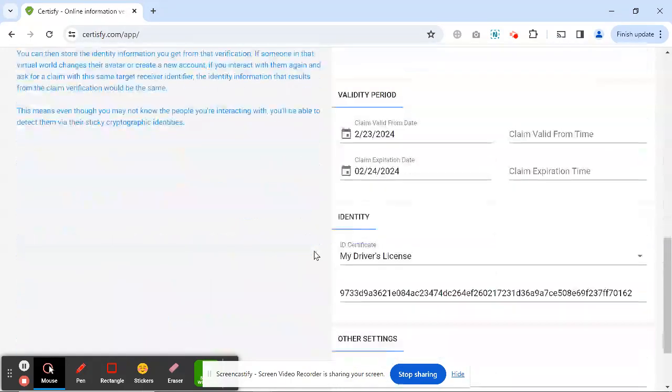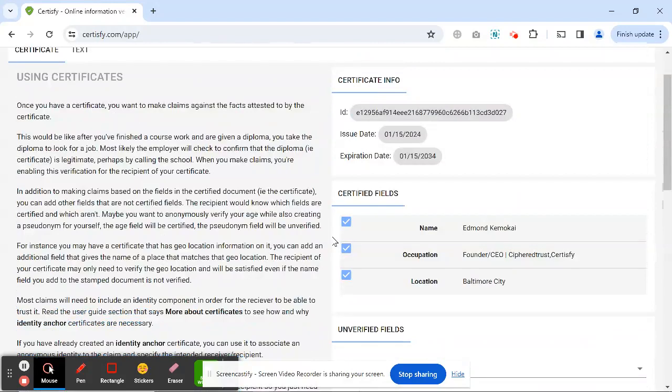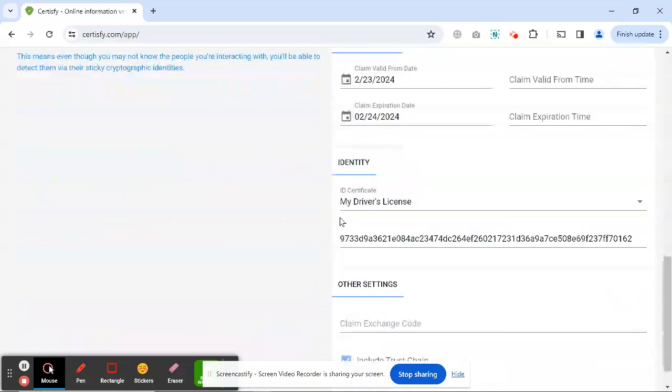And in general, I could have just generated a claim directly from my driver's license. It's not a good idea. Your driver's license or your social security number certificate in most cases should really just be used for anchoring your real life identity, unless the entity that you're generating the claim for is the kind of entity that you're comfortable sharing your driver's license number with. You should never use it directly.